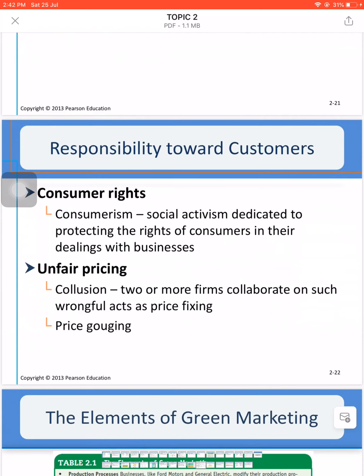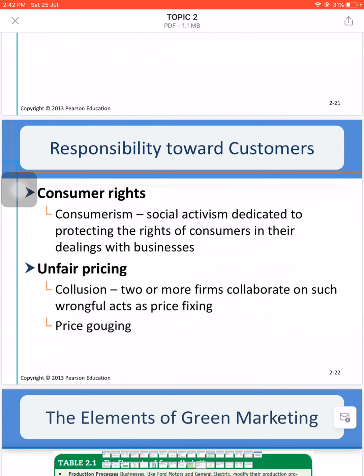Okay, responsible towards customers. Have you heard about the customer or consumer is always right? Because consumerism is a social activism dedicated to protect the rights of the consumer in their dealing with the business. Okay, itu yang kata consumer rights.